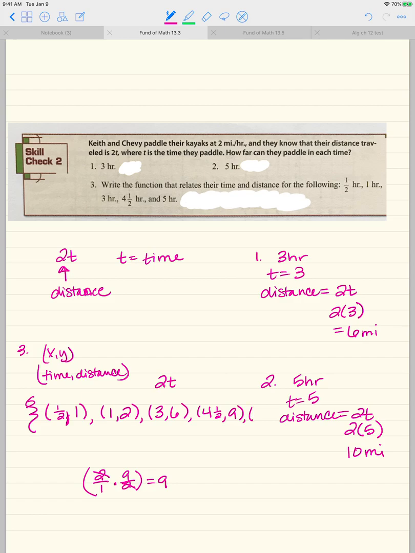And lastly, I'm going to try and squeeze this in with some room here. We're asked how far do they travel in 5 hours. We already figured that one out. 5 hours is 10 miles. Here is our function of time that they paddle and distance that they cover.